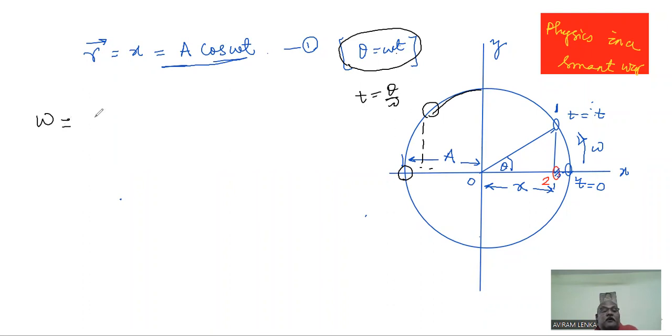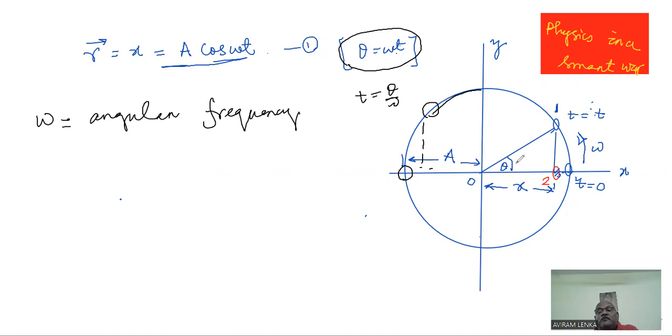So thereby the name has to be changed because there is no angle strictly in the context of the so-called simple harmonic motion. So omega is known as angular frequency.